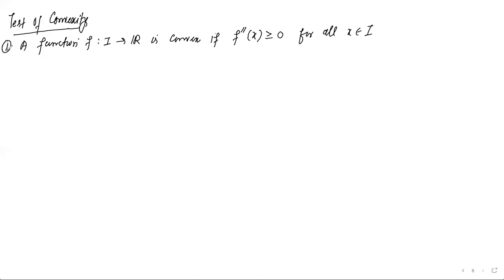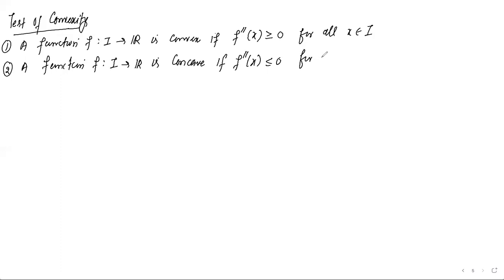So this is one, and second one, a function f from I into R is concave if f double dash of x is less than or equal to 0 for all x belonging to the interval I. And in both of these cases, provided f double dash of x exists.